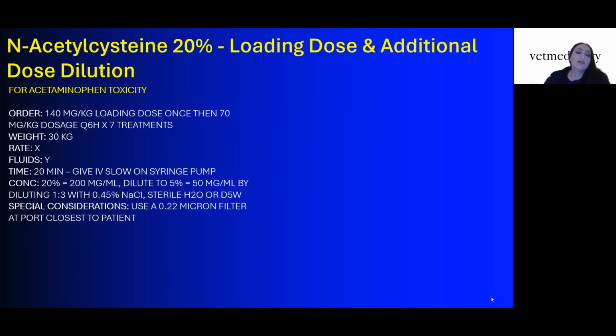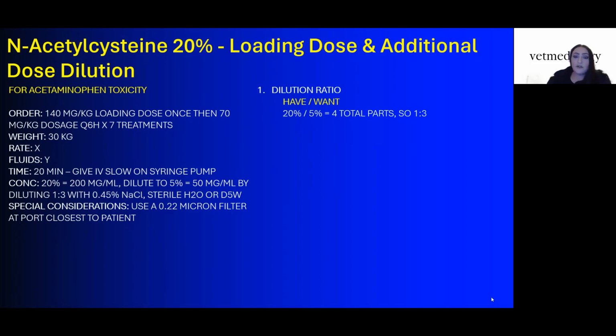The time is 20 minutes, so you want to give it IV slow on a syringe pump. Concentration is 20%, which ends up being 200 mg per mil, but we need to dilute it to 5%, which is 50 mg per mil, by diluting 1-to-3 with 0.45% NaCl, which is half strength saline, sterile water, or D5W. You want to use a 0.2 micron filter at the port closest to the patient. You also want to draw it up with a filter needle.